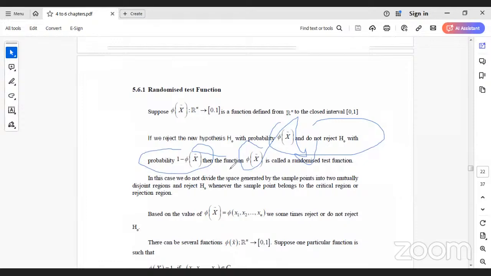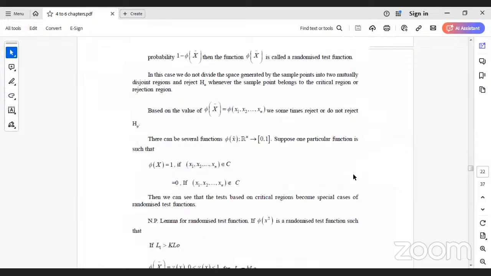There can be several functions phi of x bar from R^n to [0, 1]. Suppose a particular function is such that phi of x equals 1 if (x1, x2, ..., xn) belongs to C, and equals 0 if (x1, x2, ..., xn) does not belong to C. Then we can see that tests based on critical regions become special cases of randomized test functions.